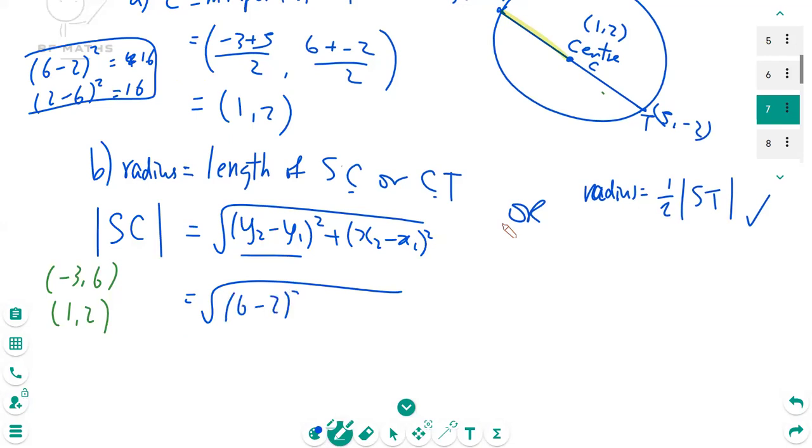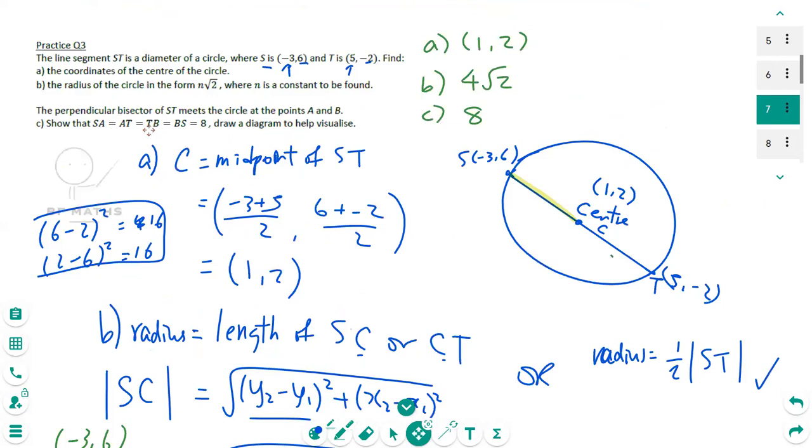So (6 minus 2) squared plus (-3 minus 1) squared. Put it in the calculator and you should get your answer. 4 squared is 16, 16 plus 16 is 32, so root 32 is 4 root 2. That's the radius. Okay, right. So that's part B. Part C is a slightly more difficult one.